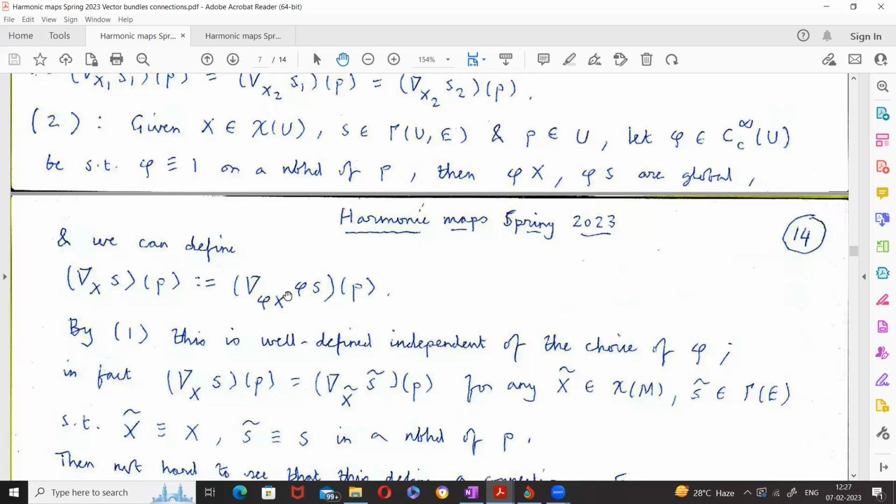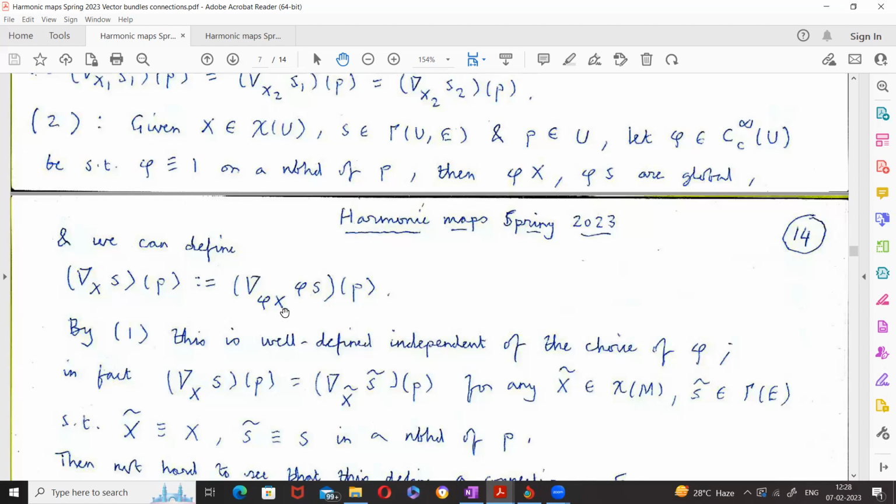The point is the right-hand side here is given by the connection on the whole manifold M acting on this global section phi S, applied by this global vector field phi X. And this is well defined because if I take a different function phi, any such function is 1 on a neighborhood of P. So the germs of phi X and phi S near P are equal, independent of the function phi.